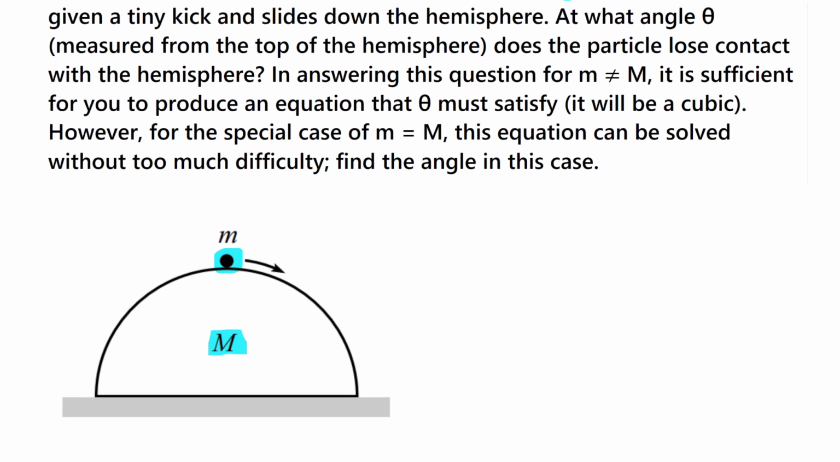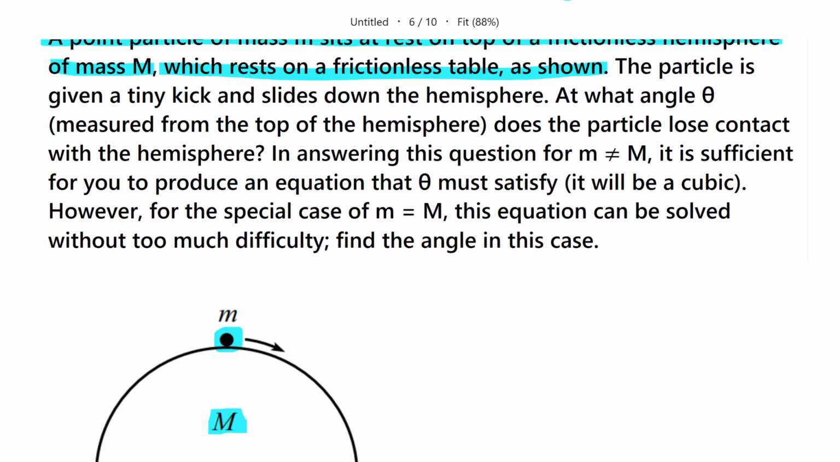So here I have a frictionless table, on which this hemisphere is basically resting. The particle is given a tiny kick and slides down the hemisphere. So we have given a small kick to this mass m, and this mass m is basically trying to move in the downward direction.